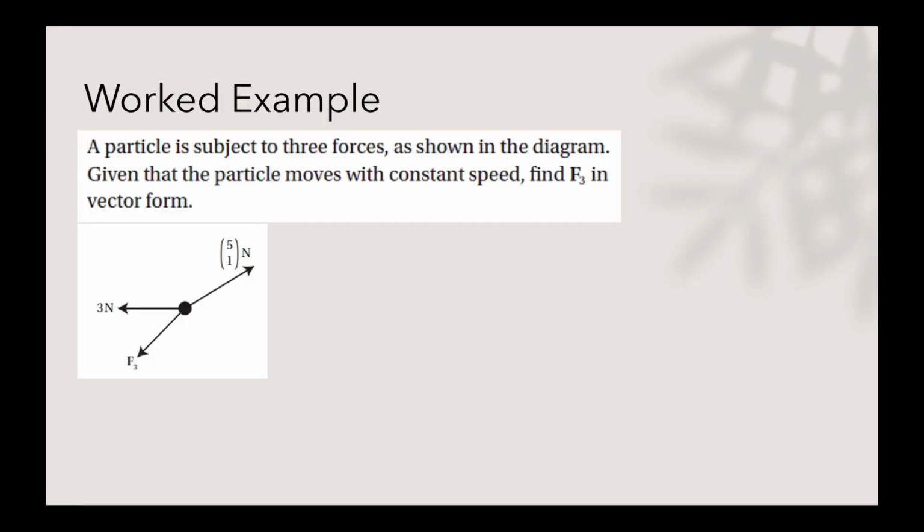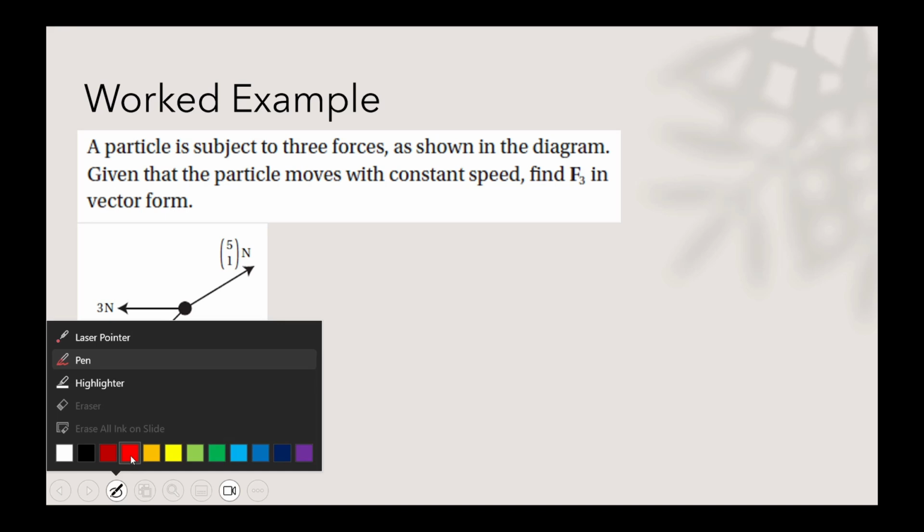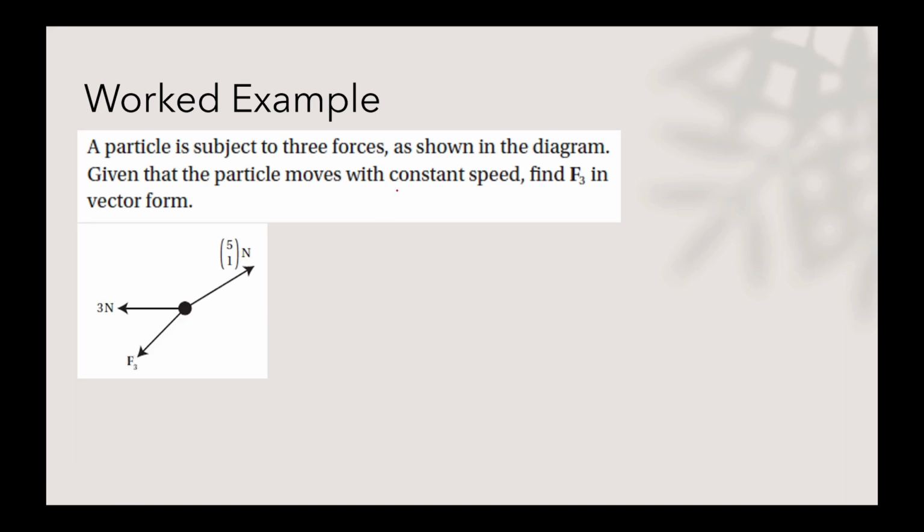So now let's have a look at a worked example. It says that a particle is subject to 3 forces as shown in the diagram. Given that the particle moves with constant speed, find F3 in vector form. With this, what we know is that travelling at constant speed will usually imply that this particle is at an equilibrium, which therefore means that the resultant force is going to be equal to 0.